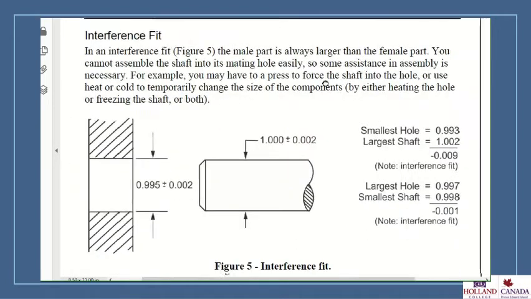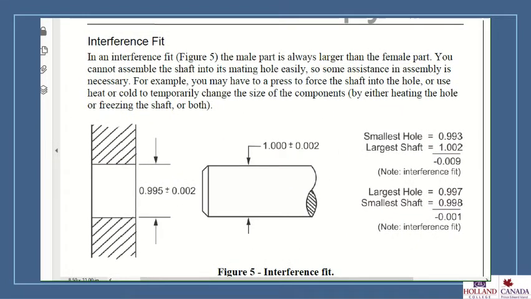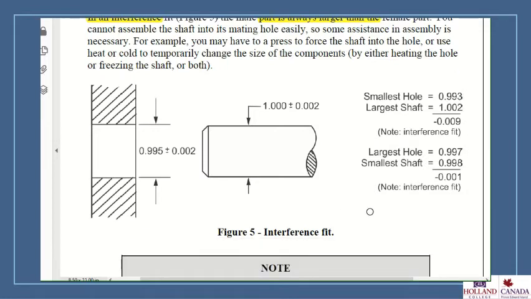And our second type, interference fit. In an interference fit, the male part is always larger than the female part. You can't assemble them easily. So for example, you may have to use a press to force the shaft into the hole, or use heat or cold to temporarily change the size of the components. So let's take a look at the math on these two parts for an interference fit.